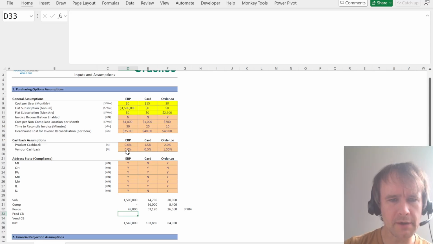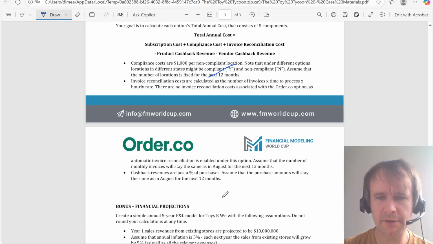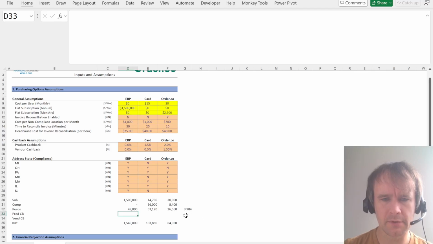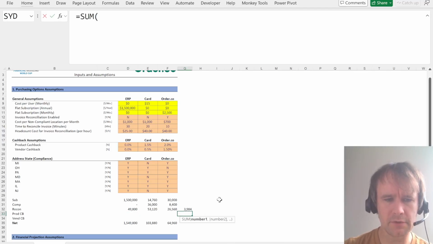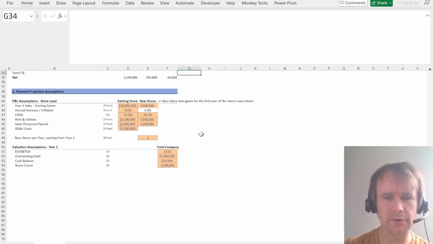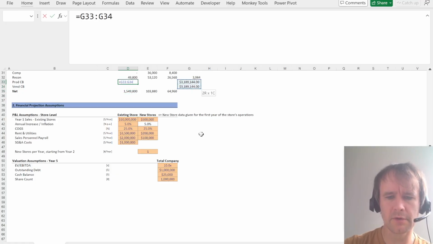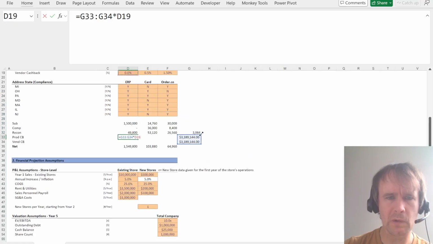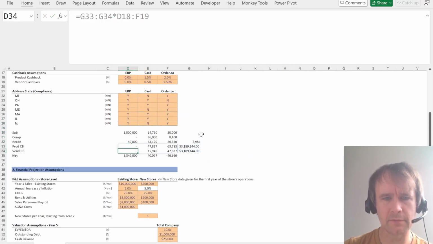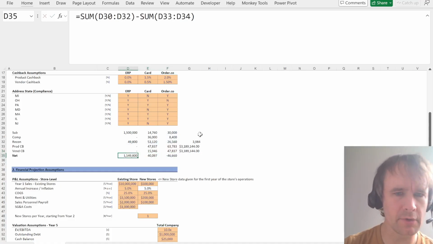Okay. Product cashback and vendor cashback as a percent of what? Just a percent of purchases. Okay. So it's going to be a sum of this times 12. So then it's just going to be equals, sorry, I've put a minus sign here, so let's just do this times all of these guys. Okay. Fabulous. Order looking good. Okay.